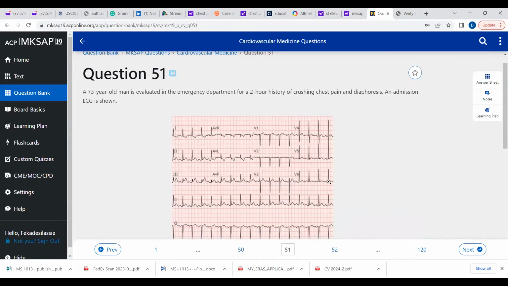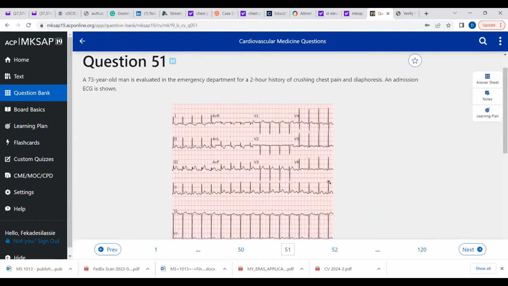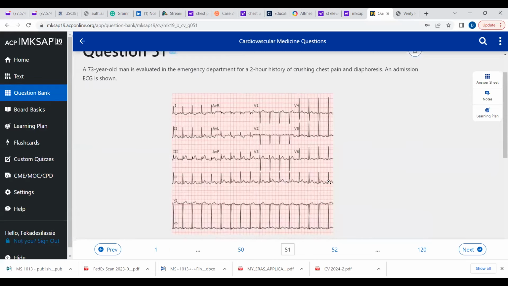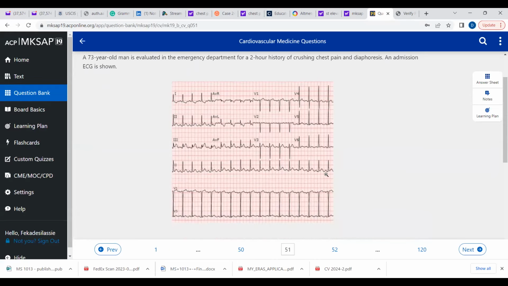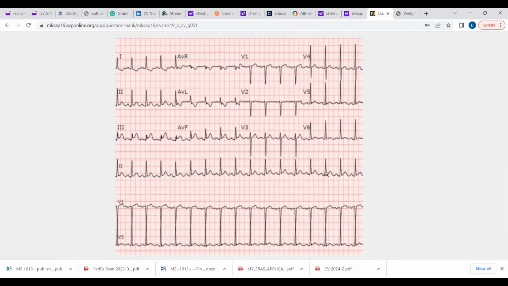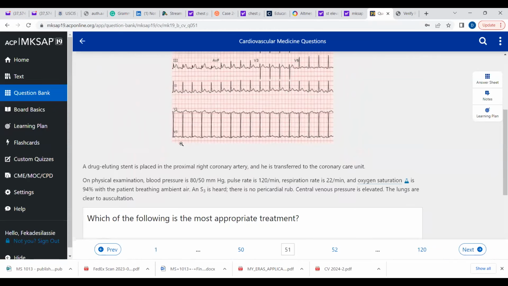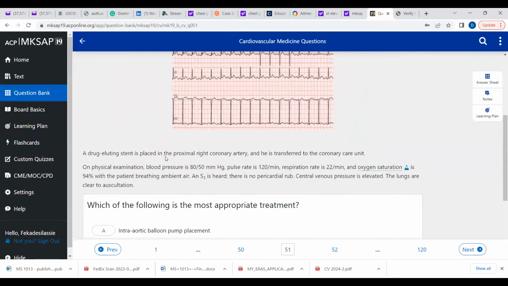Okay, a 73-year-old man is evaluated in the emergency department with a 2-hour history of crushing chest pain and diaphoresis. The EKG is this one. So what do you see here in this EKG? Elevations again in the inferior leads. Inferior lead MI, right? ST segment elevation MI in the inferior leads. A drug-eluting stent is placed in the proximal right coronary artery. He is transferred to the coronary care unit.